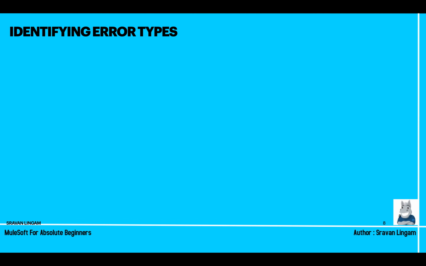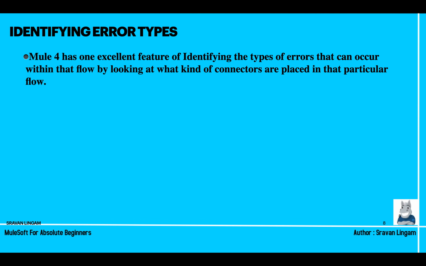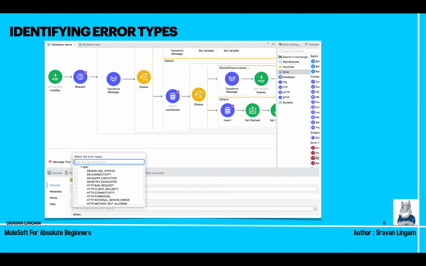How to identify the error types? Do you have to do any coding? No. Mule 4 has an excellent feature of identifying the types of errors that can occur within the flow by just looking at what kind of connectors are placed in that flow. How? If you see this screenshot, in my flow you can see different connectors. There is an HTTP requester connector, there is a database connector.